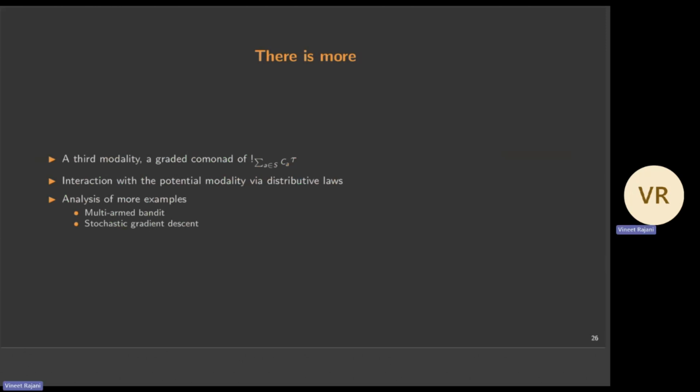So to end my talk, I just want to mention a few additional things that are in the paper, but I did not talk about. There is a third modality in the paper, which is a graded comonad, and we also describe its interaction with the potential modality via distributive laws. And there are more examples from the machine learning literature, like the bandit problem and stochastic gradient descent.